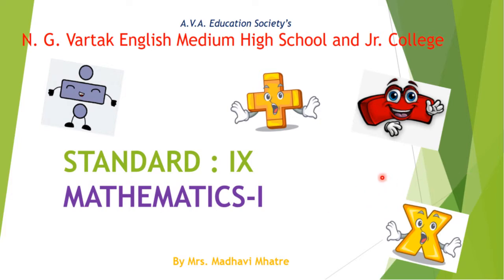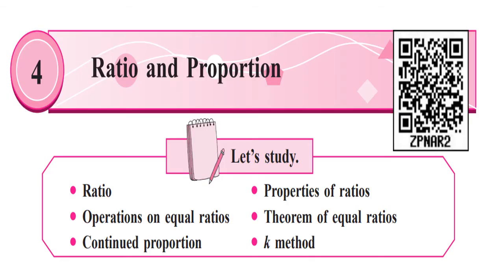In the previous lecture we have completed chapter number 3, polynomials. We discussed word problems also and we have completed problem set 3 completely. Now you can practice that to understand the chapter better. Now we are moving towards the next chapter, chapter number 4. So chapter number 4 here is ratio and proportion.